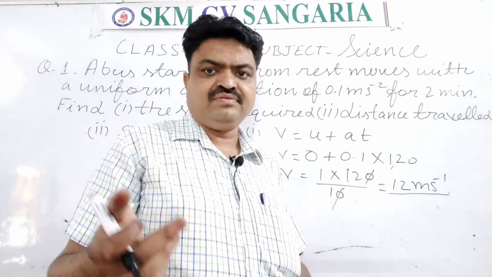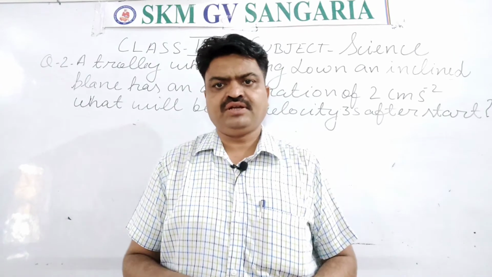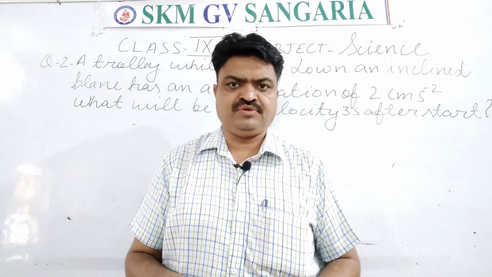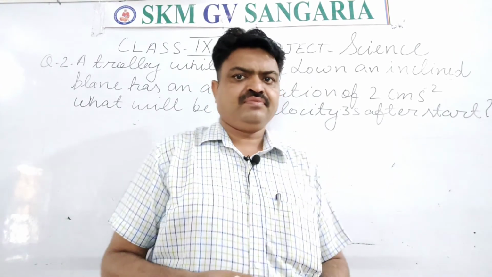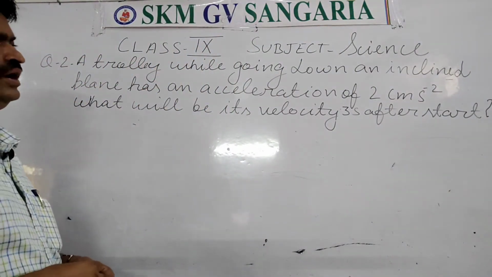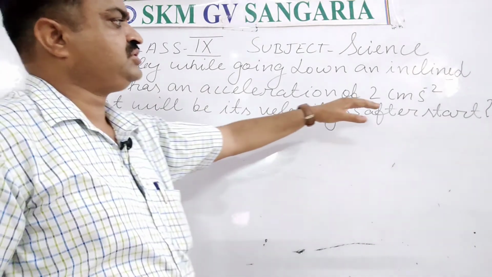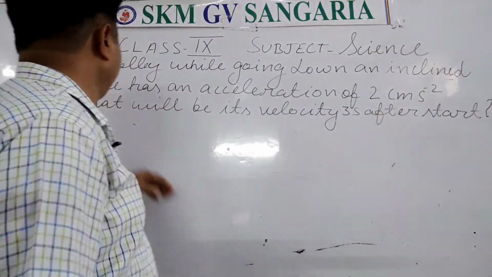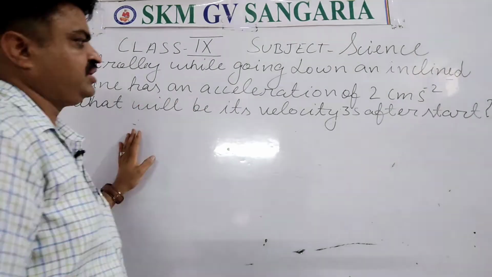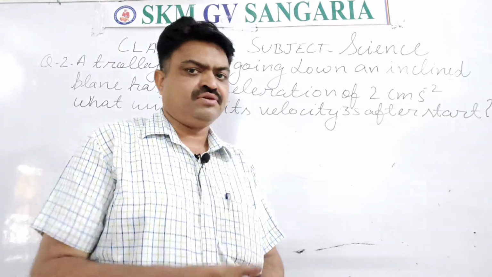Now we will solve the next question, student. Now we will try to solve the next question related to equation of motion. In this, a trolley while going down an inclined plane has an acceleration of 2 centimeter per second square. What will be its velocity 3 seconds after start? So this is the question.